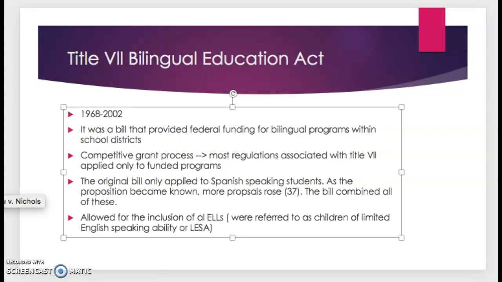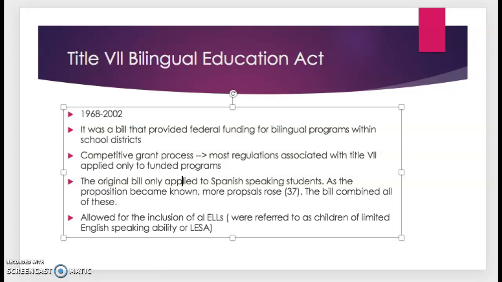Next, we have the Title VI Bilingual Education Act. This lasted from 1968 to 2002. It was a bill that provided federal funding for bilingual programs within school districts. It was a very competitive grant process, so because of this, most regulations associated with this only apply to funded programs. The original bill only applied to Spanish-speaking students.